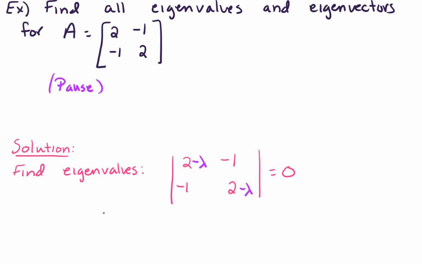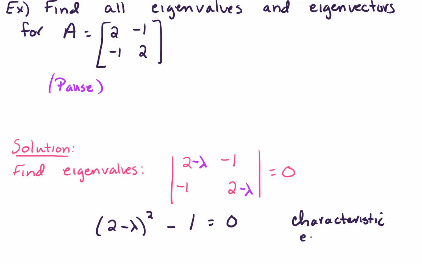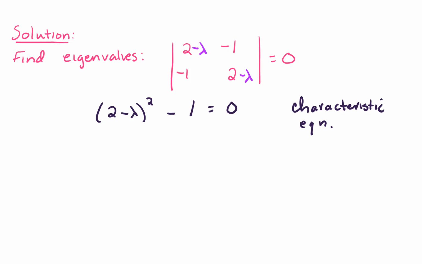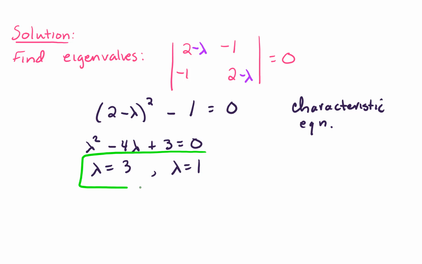The determinant of this little 2 by 2 would be (2 minus lambda) squared minus 1 equals 0. Setting the characteristic polynomial equal to 0 gives us something called the characteristic equation. And the roots of that characteristic equation give us our eigenvalues. So if we work this out, we get lambda squared minus 4 lambda plus 3 equals 0. And after a bit of factoring or the quadratic formula, we find that lambda equals 3, lambda equals 1. So these are our eigenvalues.